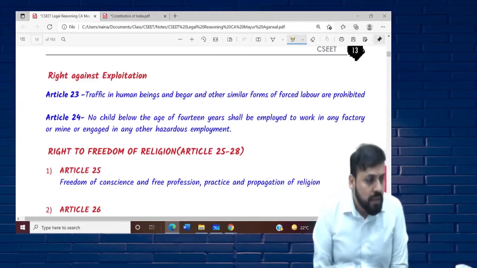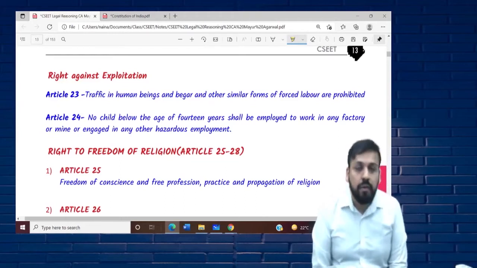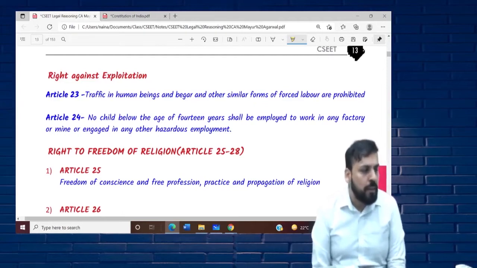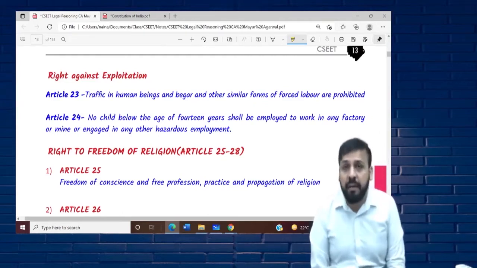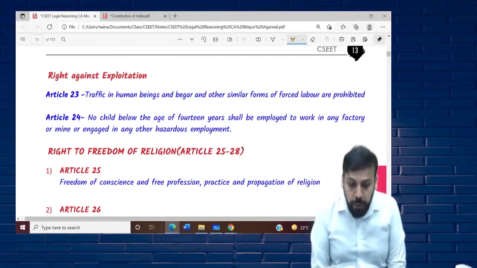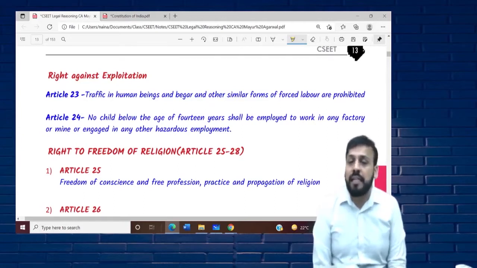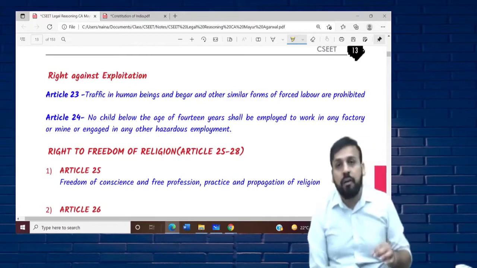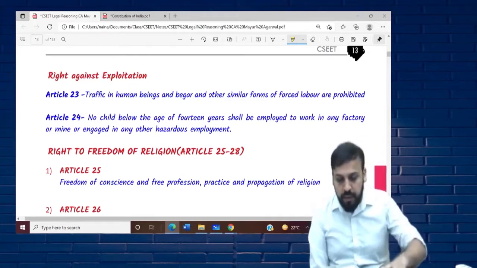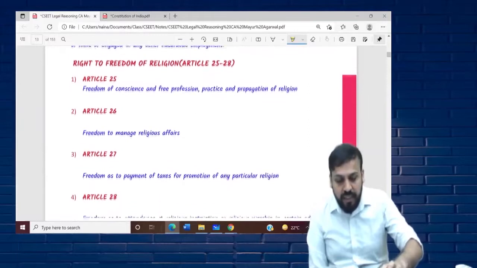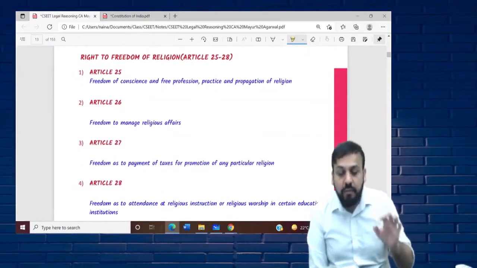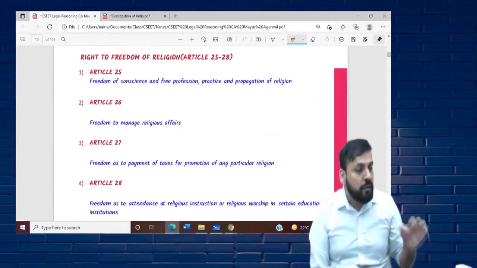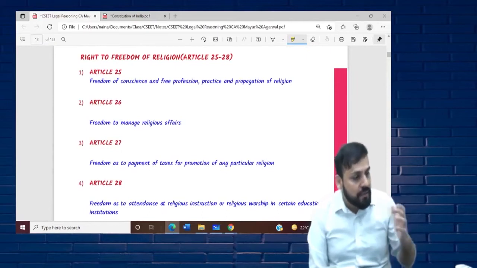100% not allowed. Similarly, child labor means those who are below 14 years can be employed to work or cannot be employed to work? No, it is child labor. There is a law which punish you. Article 24 is telling child labor not allowed. Article 23 is telling that you cannot exploit the human beings. Then 25, 26, 27, 28 deals with religion.